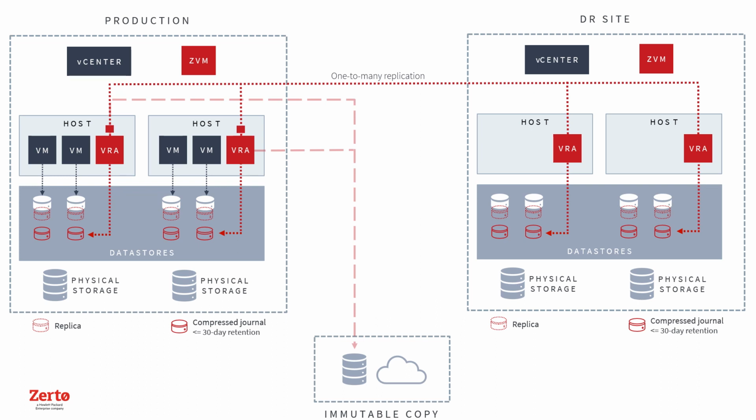That second site also has journals and replicas, but there's no idle standby compute running 24/7 there. To maximize our 3-2-1 protection strategy, we're again making an off-site copy of our data and putting it in an immutable repository.